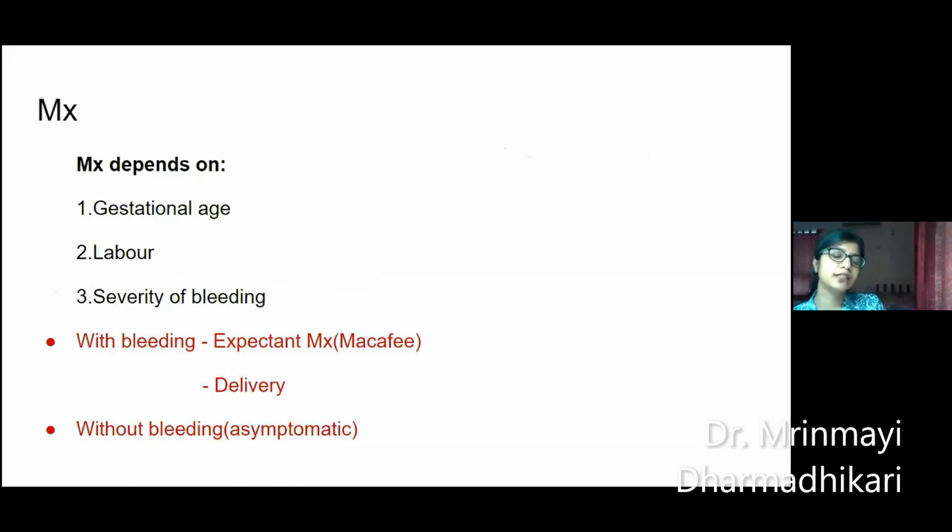Coming to the management, now management depends on three important aspects. One is gestational age of the patient, whether the patient is in labor or not, and third is the severity of her bleeding. Okay, so for convenience, we're going to distribute the patients into two. One group who present to you with bleeding PV, and the second group who are asymptomatic, that is without any bleeding. Patients who present with bleeding per vaginum can be managed expectantly, that is a conservative management, or they can be delivered. So how do you decide that?